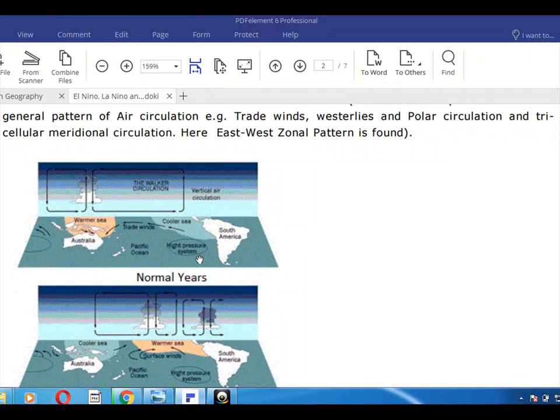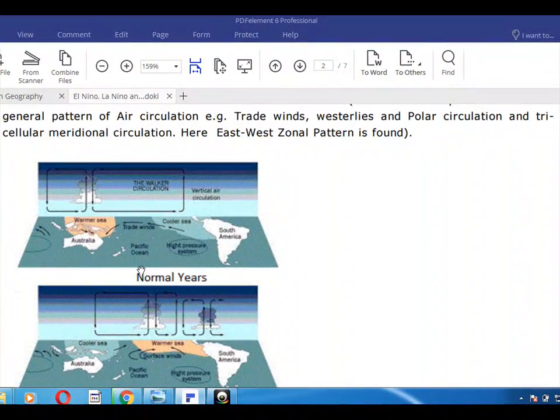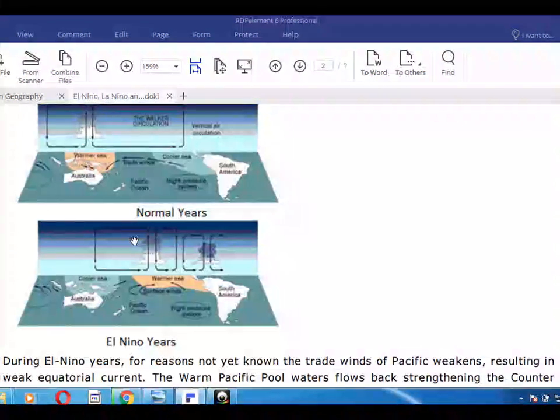Here is Australia and it is a very high pressure system. North and South America. Here you can see the wind flow from high pressure to low pressure. Here you can see the trade winds flow. And here is the normal year. The upper circulation is vertical air circulation. Here you can see, and here is the normal year.